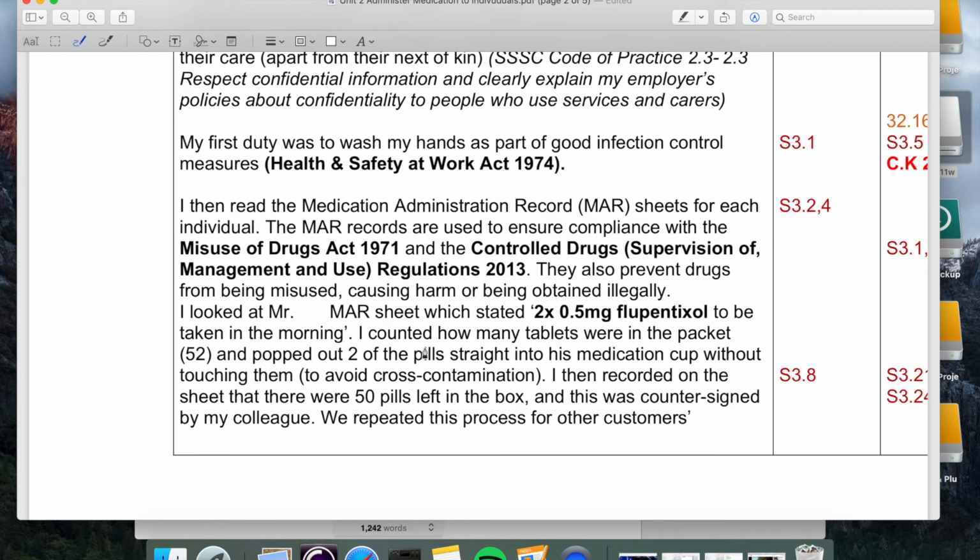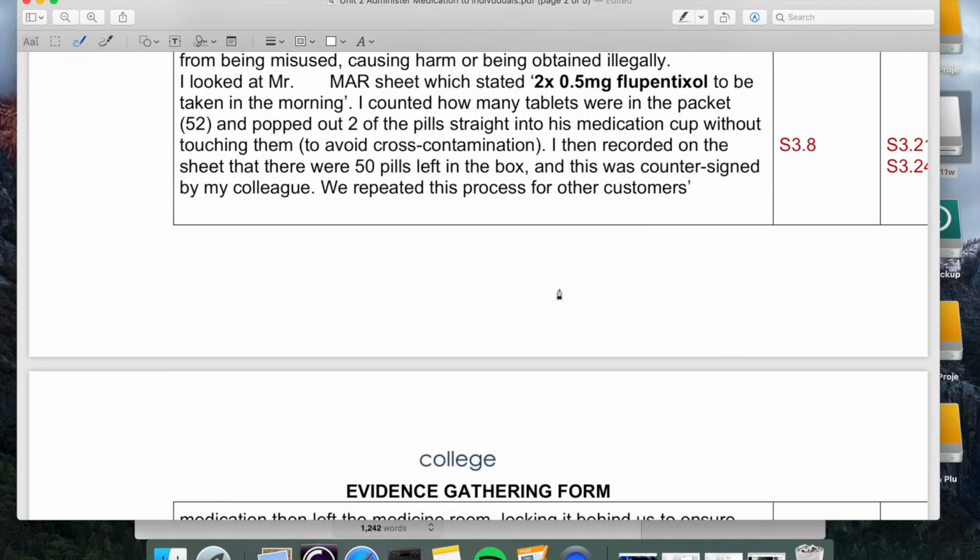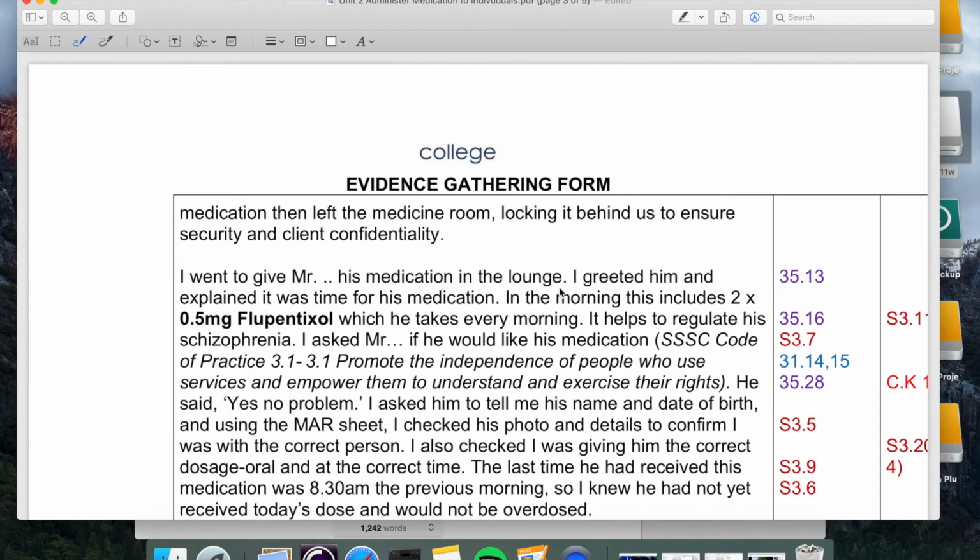You can also mention, I counted how many tablets were in the packet. For example here, 52, and popped out 2 of the pills straight into the medication cup without touching them to avoid cross-contamination. I then recorded on the sheet that there were 50 pills left in the box, and this was countersigned by my colleague. We repeated this process for other customers' medication, then left the medicine room, locking it behind us to ensure security and client confidentiality.